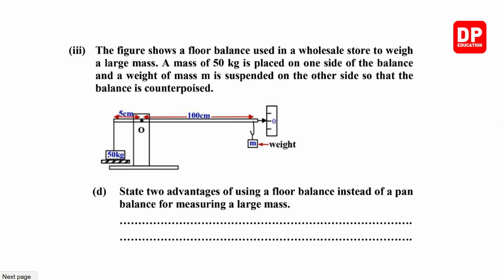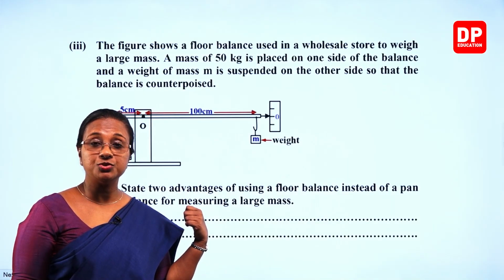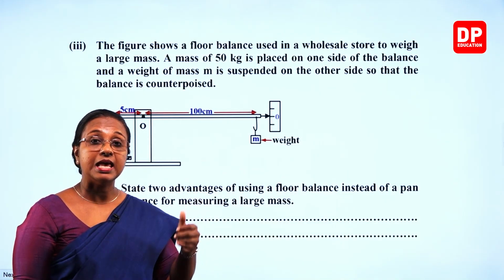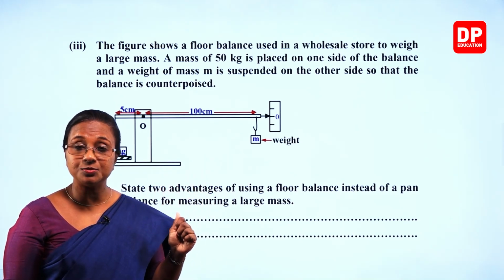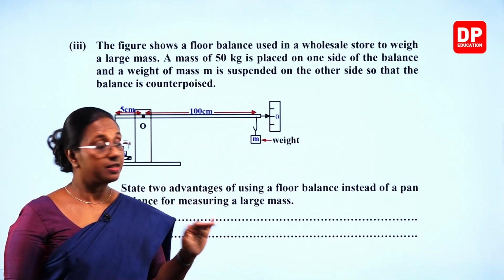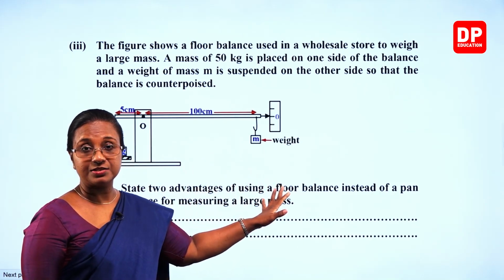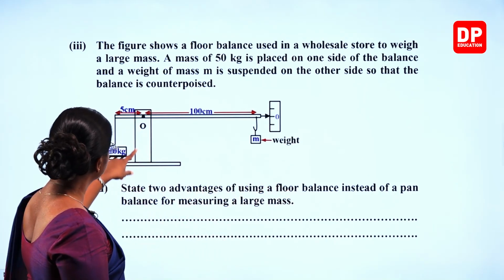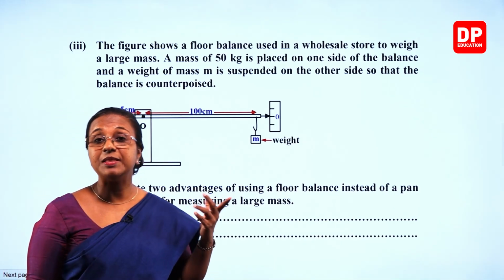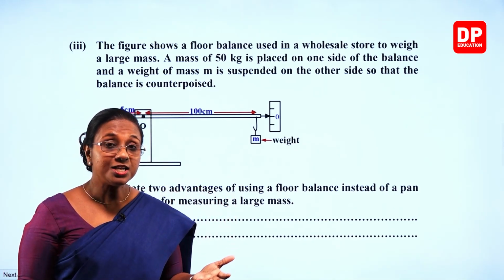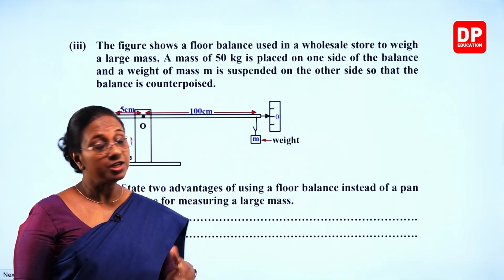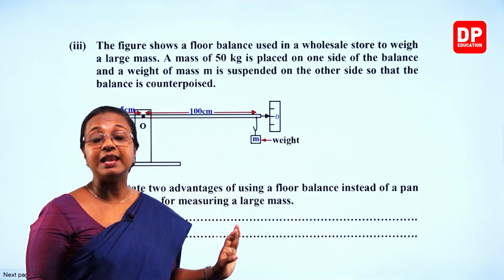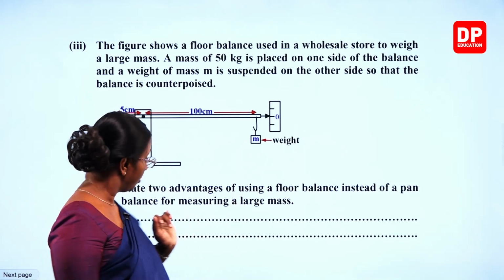So then, D part of the same question, here you can see: state 2 advantages of using a floor balance instead of a pan balance for measuring a large mass. So in the first part of the question, you saw it is the pan balance. There, the balance has to be suspended from a surface. But here, this is a floor balance. So what do you think is the advantage? Now, with a floor balance, the weight is 50 kilogram that is being measured. So, a large weight can be measured and it is easy to handle because it is a floor balance.